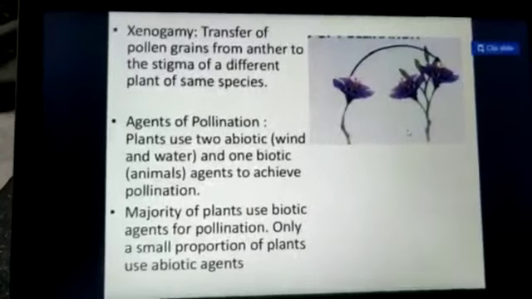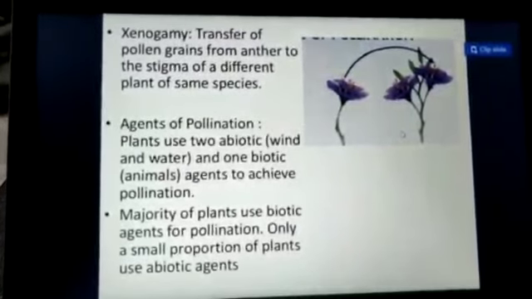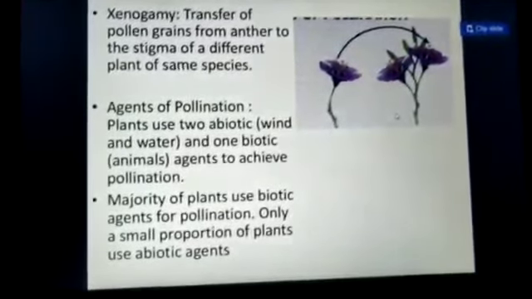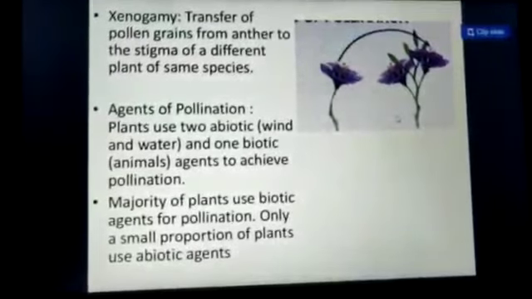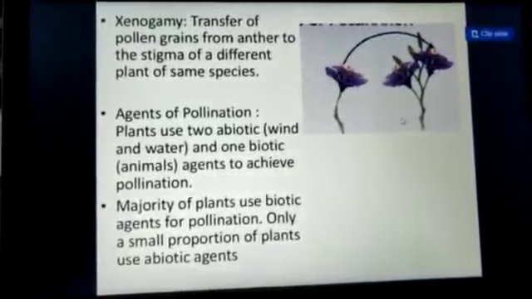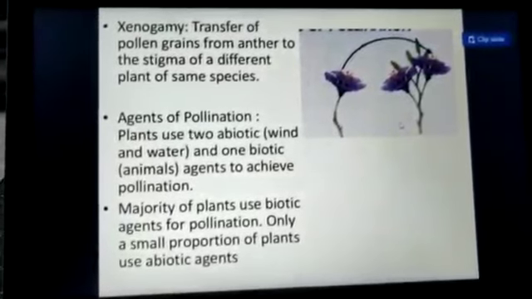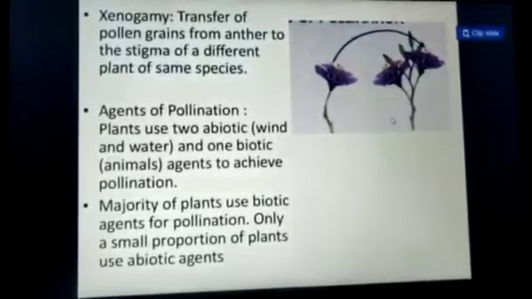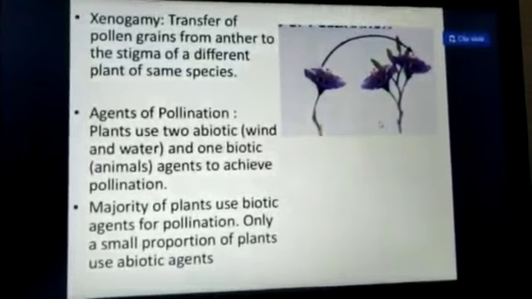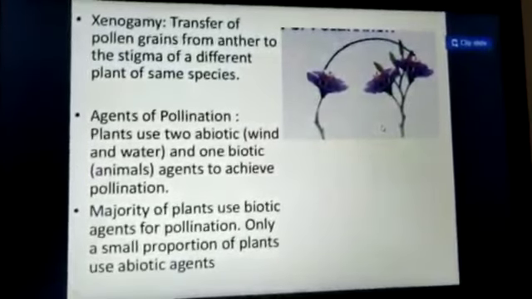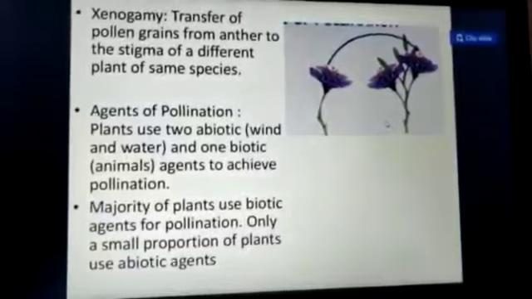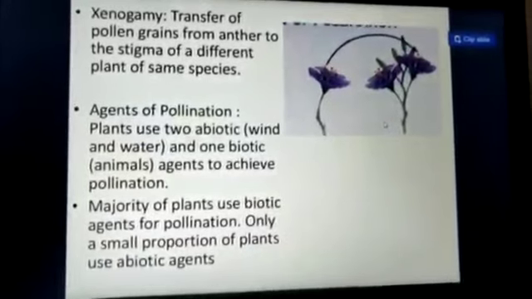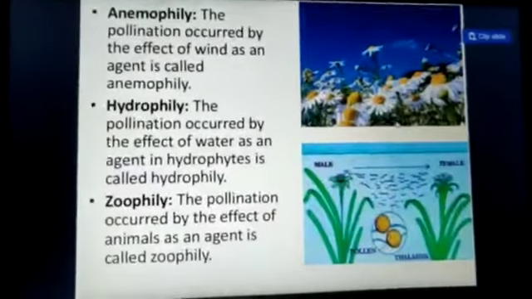The two plants are in different places, but they share; the male pollen grains are transferred to the stigmatic region of the female. Here we require a medium to transfer the pollen grains. Agents of pollination might be wind, water, birds, animals. Plants use 2 abiotic agents, abiotic meaning non-living, wind and water, and 1 biotic agent, animals, to achieve pollination. The majority of plants use biotic agents of pollination, and only a small proportion of plants use abiotic agents.